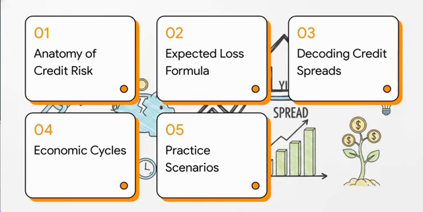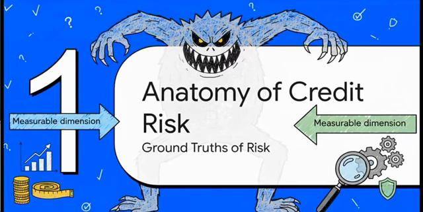Okay, let's dive into our syllabus for this masterclass. We'll be covering 5 key areas: anatomy of credit risk, the expected loss formula, decoding credit spreads, economic cycles and ratings. And then we're going to wrap the whole thing up with some rapid-fire CFA practice scenarios to really get you exam ready. First up, Section 1, Anatomy of Credit Risk, Understanding the Ground Truths of Risk.